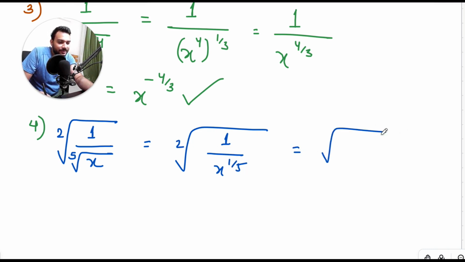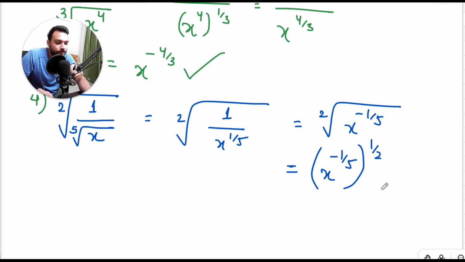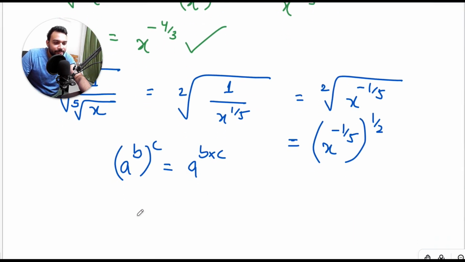Then we say square root of x raised to the power negative 1 over 5, because we take the x expression to the numerator, so the power becomes negative. Now we factor in the square root. What happens? x raised to the power negative 1 over 5, the complete thing raised to the power 1 over 2, because it's a root, so 1 over 2. Now apply the rule for a raised to the power b, raised to the power c, which is equal to a raised to the power b times c. So x raised to the power negative 1 over 5 times 1 over 2, or x raised to the power negative 1 over 10.